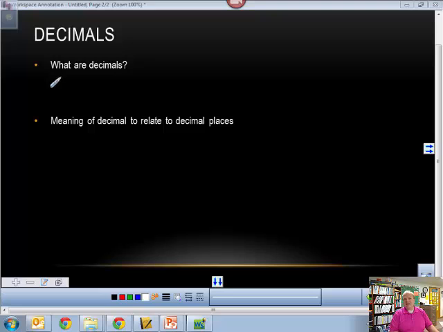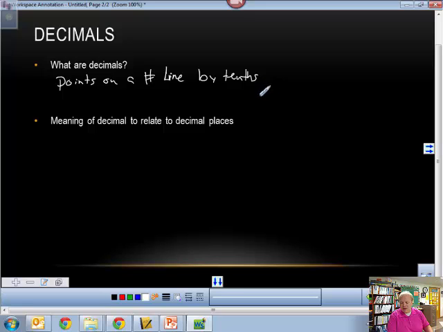Decimals are simply points on a number line. They're points on a number line. When I start dividing things into tenths, I could divide it smaller and smaller and smaller. Now, let's look at the meaning of a decimal in relation to decimal places.